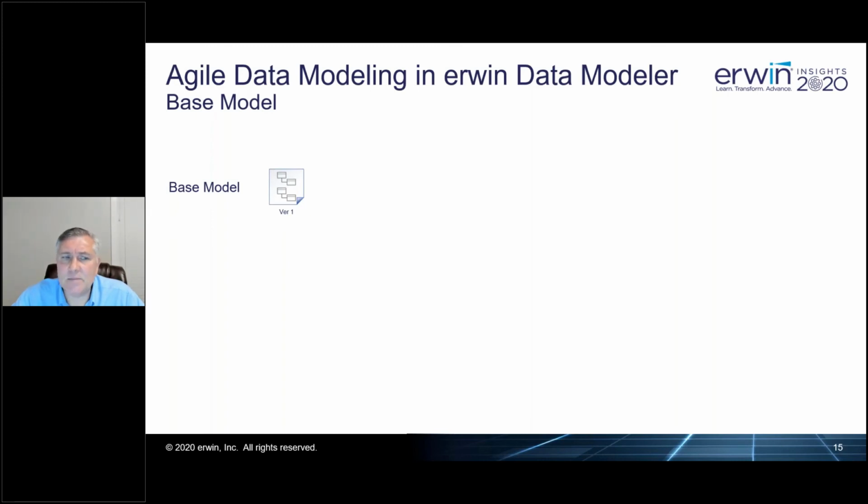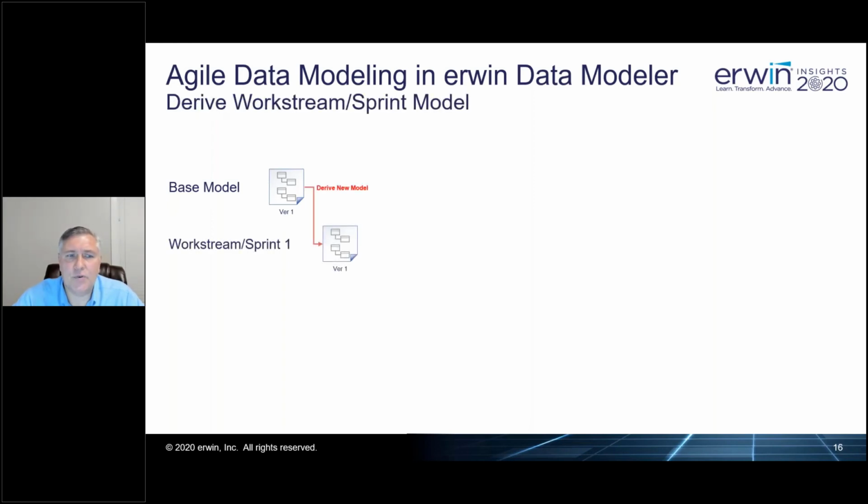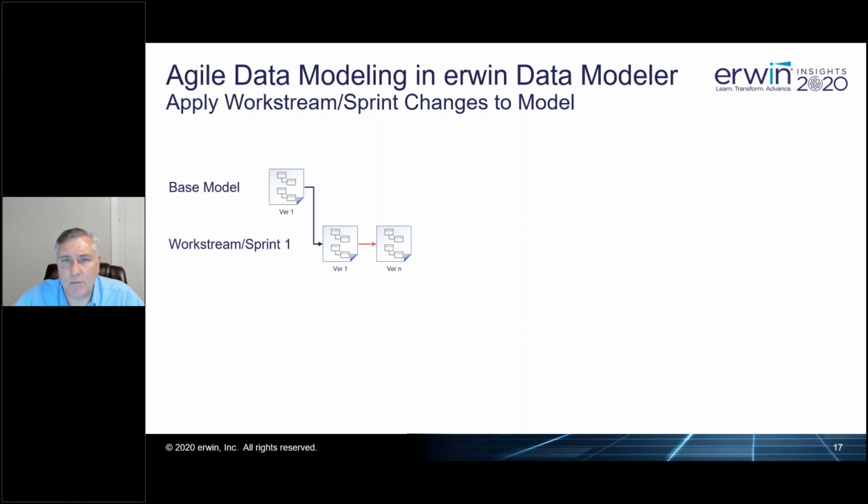So when we take this base model, we don't just work on the base model to generate our first work stream or sprint. We then derive a new model out of it. Even though it's empty, we derive our first work stream or sprint, and that we will use to do our development. So we'll take that, and we'll apply all our changes to that particular model.